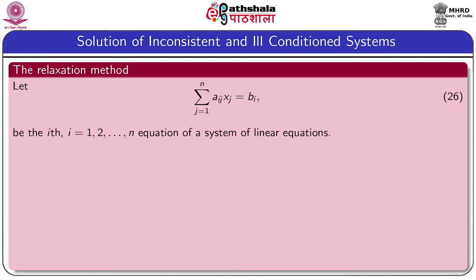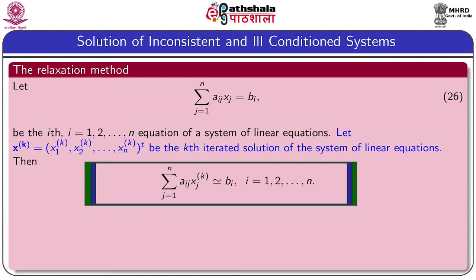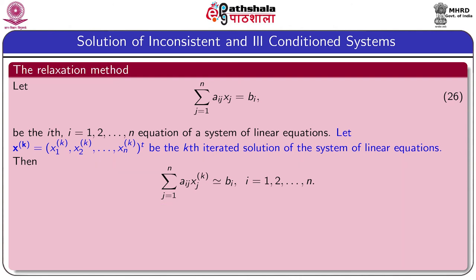Now we describe the relaxation method to solve a system of equations. Let summation over j equal to 1 to n aij xj equal to bi be the ith equation of the given system of linear equations, and let the vector xk, equal to x1k, x2k up to xnk transpose, be the kth iterated solution of the above system of linear equations. Then we get summation over j equal to 1 to n aij xjk approximately equal to bi for all i equal to 1 to n.